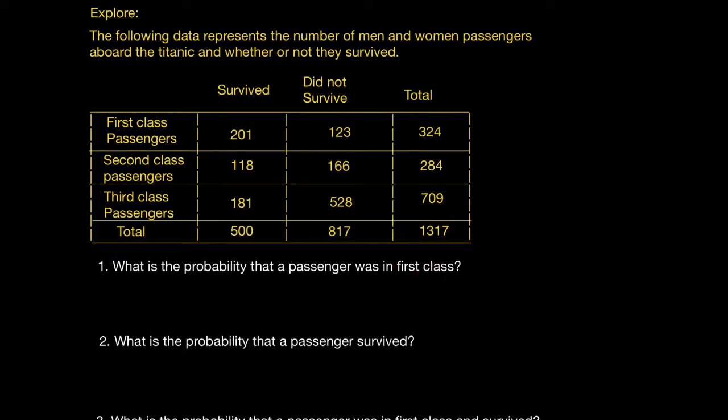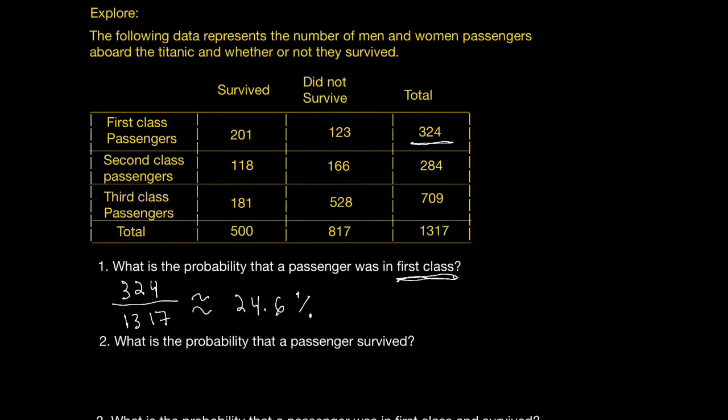So we have to focus on first class because that's the event that we're interested in. And we see that first class is right here on the left, which means in order to get the total, we're going to have to go all the way right here to the right. And we have a total of 324. So our probability is going to be the number of possible ways over the sample space, and the sample space is going to be 1,317. If we input this in the calculator, I get an approximation of 24.6%.